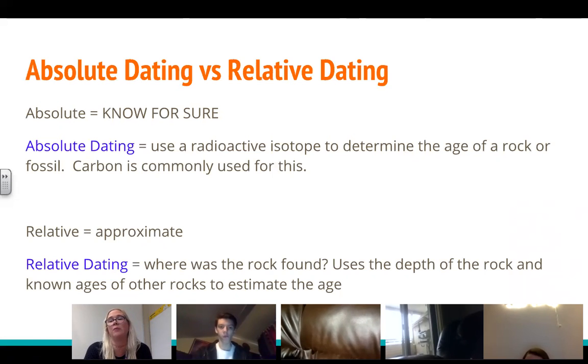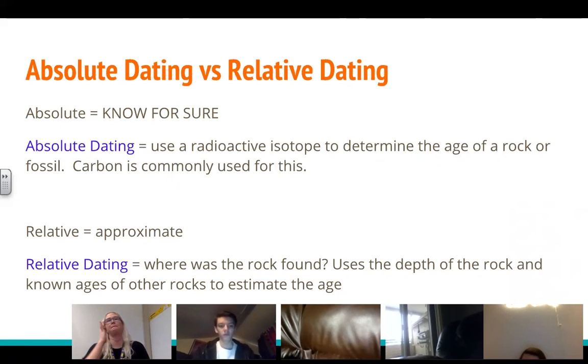Have you ever seen a crime show where they find a pile of bones somewhere? And they're like, oh, whoa, when was this person killed? I don't know, and they do some kind of lab testing to figure it out. Well, what they're doing is absolute dating. They take a carbon isotope from the bone, and they can analyze how much that isotope has decayed over time, and they can tell you exactly when that person died.